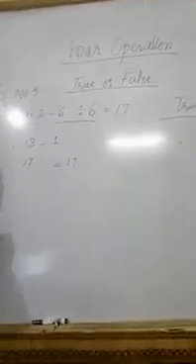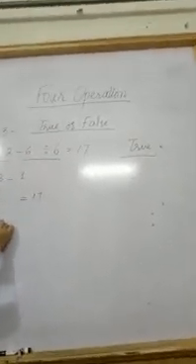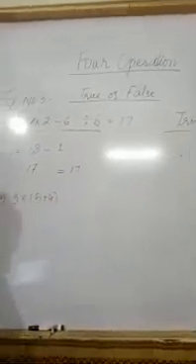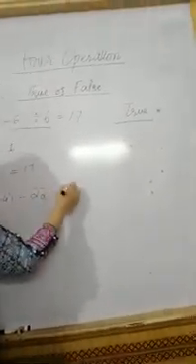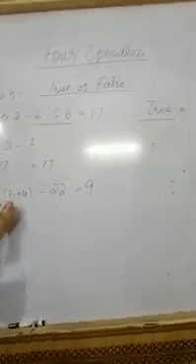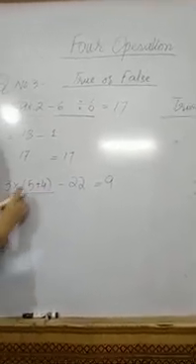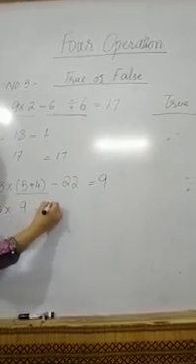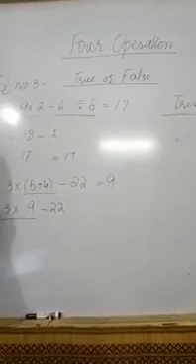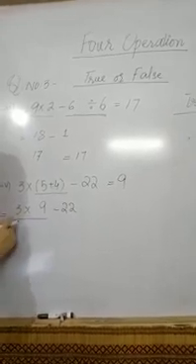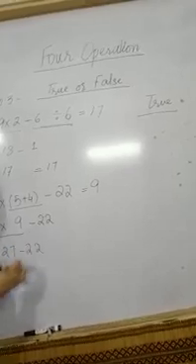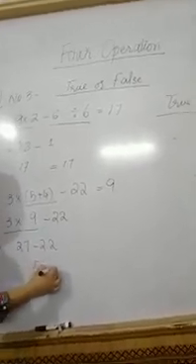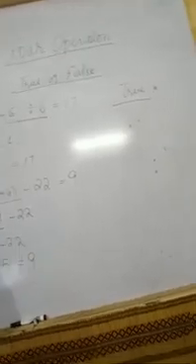In part 4, 3 times 5 plus 4 minus 22. We have to find out whether this answer is equals to 9 or not. So in it we have to solve first the brackets. 5 plus 4 is 9, minus 22. Now we have to do the multiplication first. So 3 times 9 is 27 minus 22, which is equals to 5. And this 5 is not equals to 9. So this statement is false.